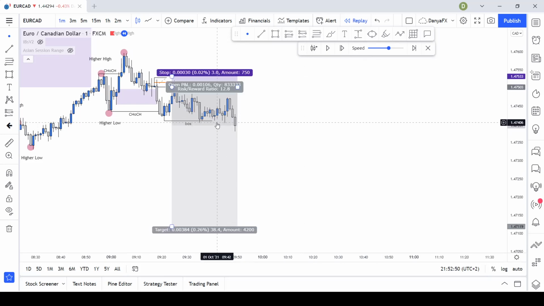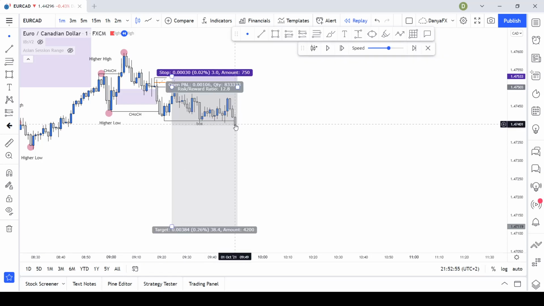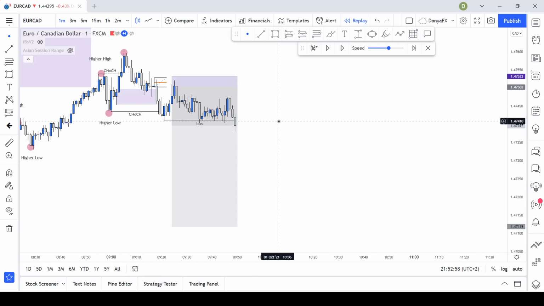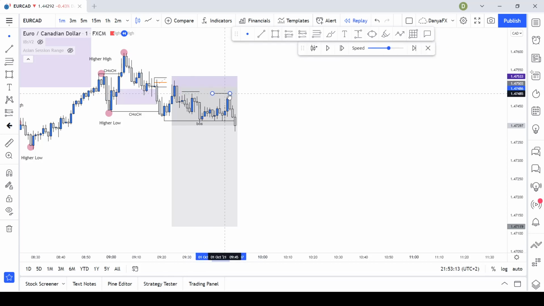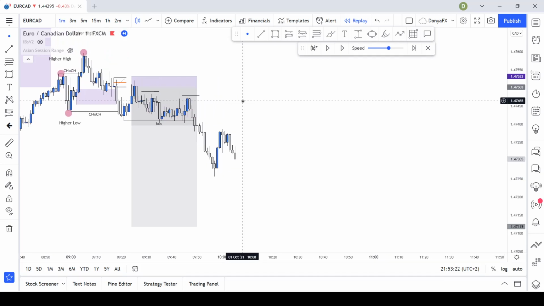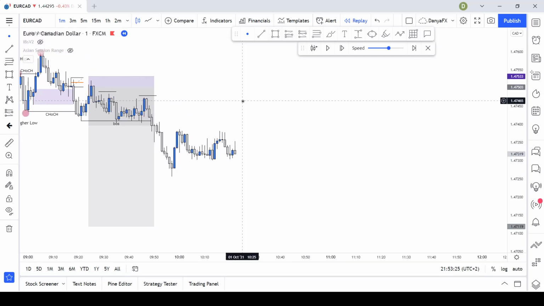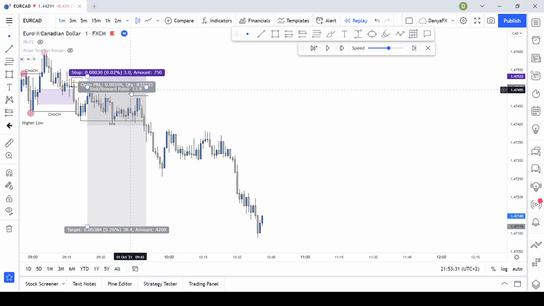And here, as you can see, we have broken this point of structure. We have closed below this line here. So now I can put my stop loss either at break even, just to account for spread and commissions, or I can put it just above this high, and then look for a potential scaling, which is not really looking like it's going to happen. But either way, we hit our take profit.